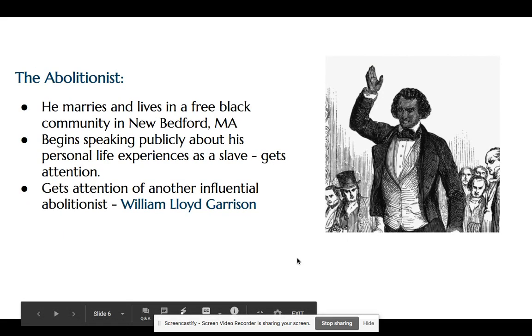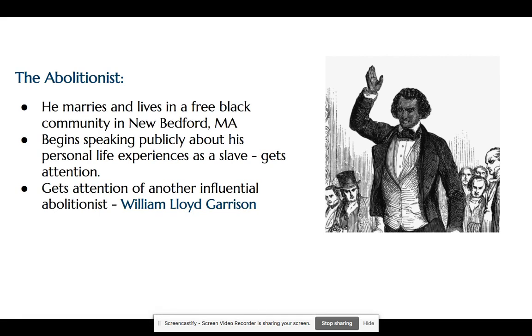So let's talk about Frederick Douglass as the abolitionist. Now, again, I'm fast forwarding a lot in his life. But when he does get to New York, he eventually finds himself in New Bedford, Massachusetts, where he meets his future wife. And together they speak openly about their feelings for ending slavery, and live within a free Black community there. And so he begins to speak publicly about his own personal life experiences as a slave, and he gets lots of attention. And one person he gets the attention of is our other gentleman we're going to speak about today, who is William Lloyd Garrison. Now, at this time, William Lloyd Garrison has already been actively speaking and working towards ending slavery. And so they meet.